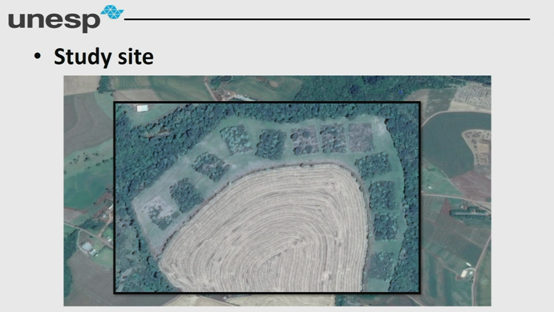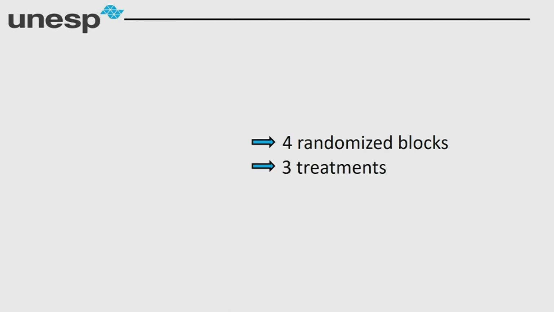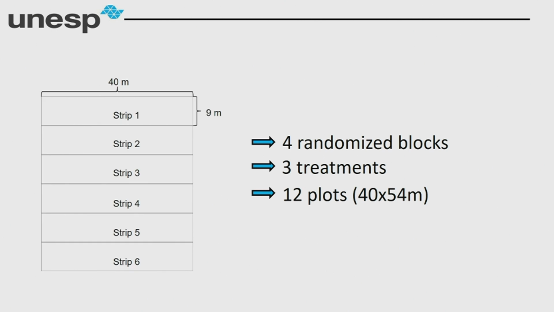So here you can take a closer look at the plots. So we had 4 randomized blocks with 3 treatments, with a total of 12 plots. Each plot had 40 by 54 meters. So this is the image of one plot. And for sampling purposes, we subdivided into 6 strips, with a total of 2.59 hectares for all the plots.